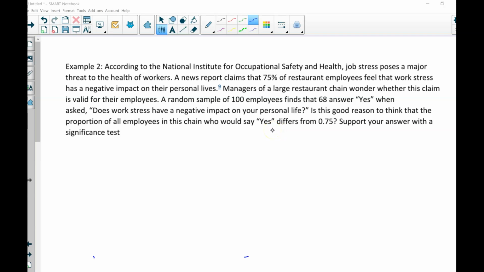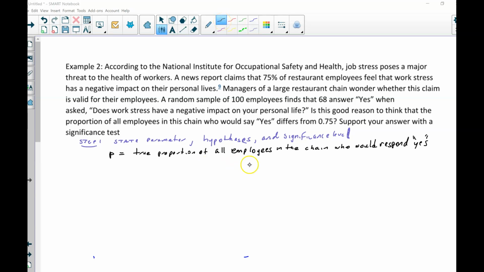So again, we're going to go through this 4-step process. So we're going to state the parameter, hypotheses, and significance level. Okay. So p is the true proportion of all employees in this chain who would respond yes.